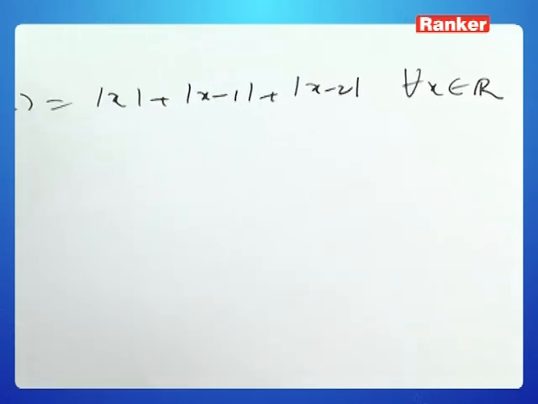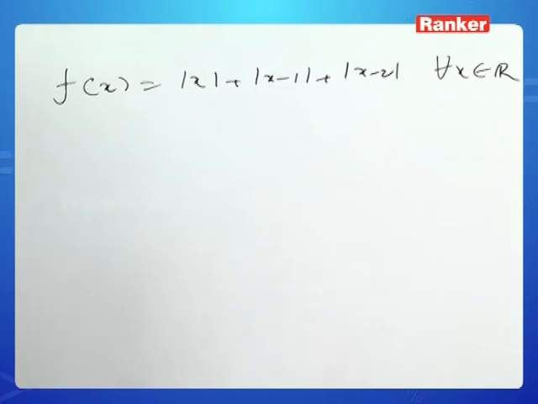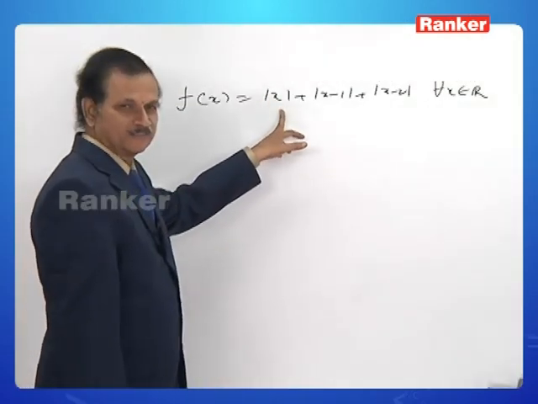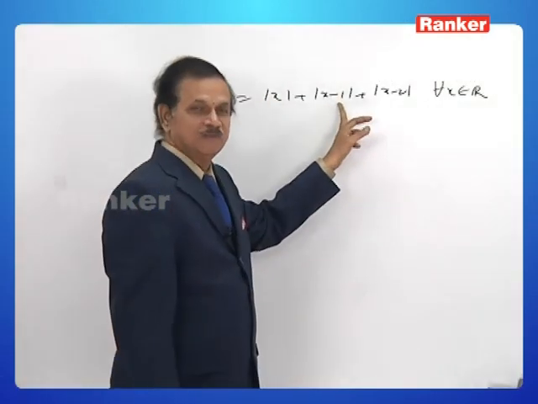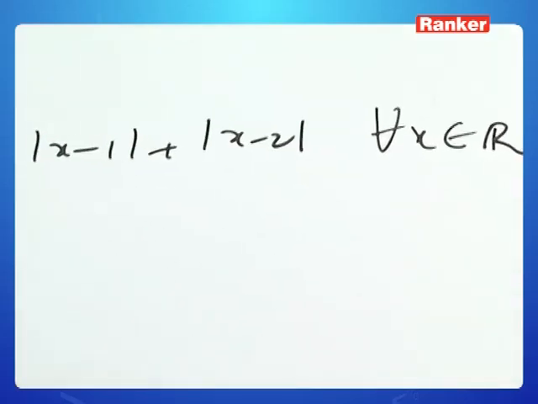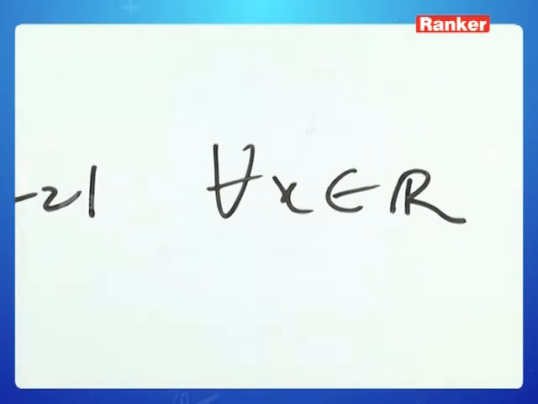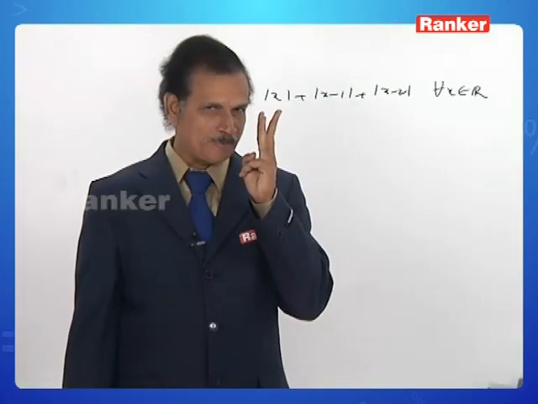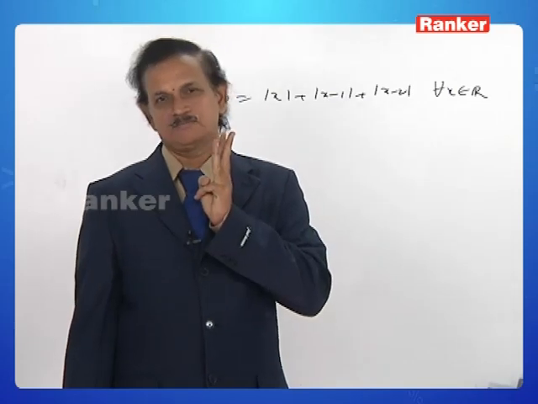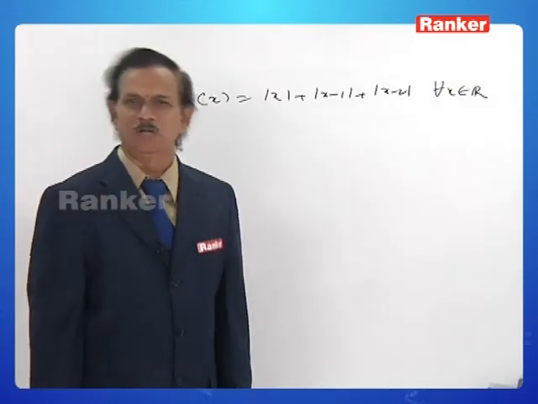You need not proceed. You need not solve it. You need not explore it. It's very simple. This becomes 0 when x is 0. This becomes 0 when x is 1. This becomes 0 when x is 2. Therefore, the points at which the function is not derivable are 0, 1, 2. How many points? 3 points. At these 3 points, the function is not derivable.